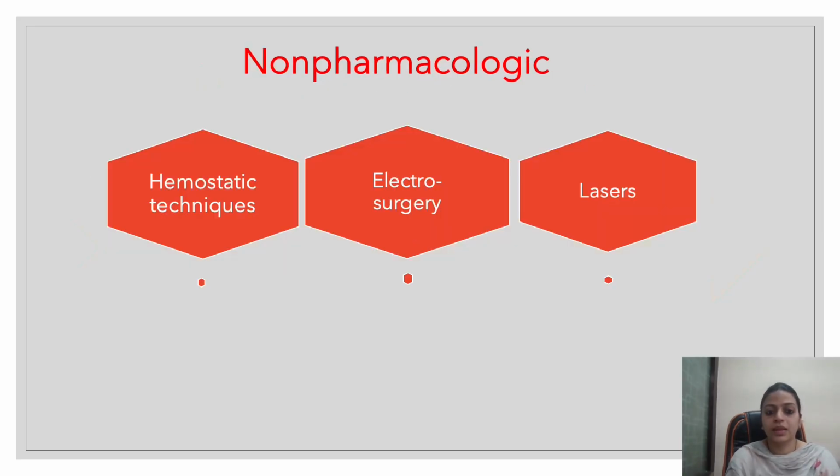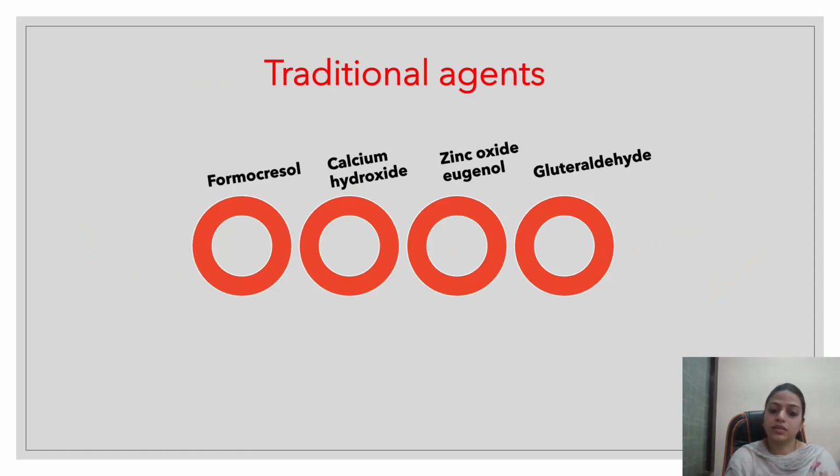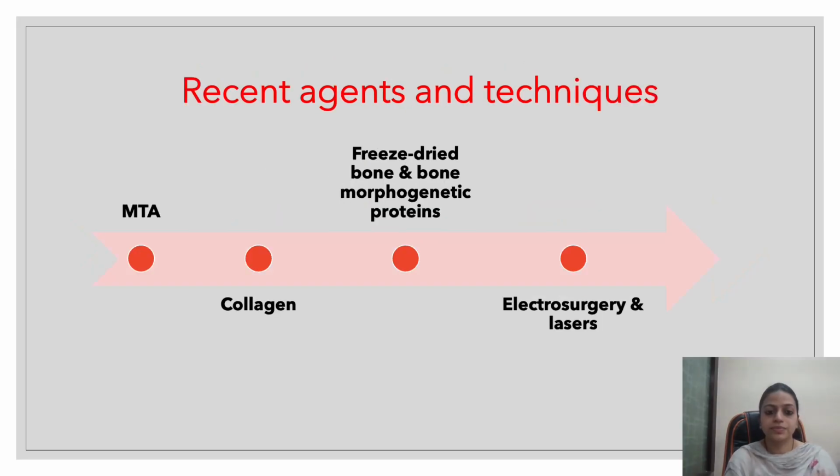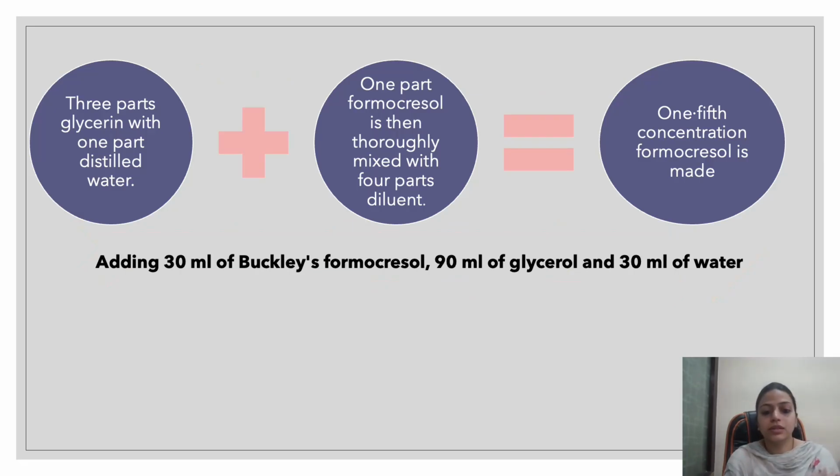There are non-pharmacologic ones which use hemostatic techniques, electrosurgery, and lasers. The traditional agents are these: formocresol, calcium hydroxide, zinc oxide eugenol, and glutaraldehyde. The recent agents and techniques include MTA, collagen, freeze-dried bone, bone morphogenetic proteins, electrosurgery, and lasers. All these are the recent ones. Now let's look at the traditional, most commonly used one, that is formocresol.